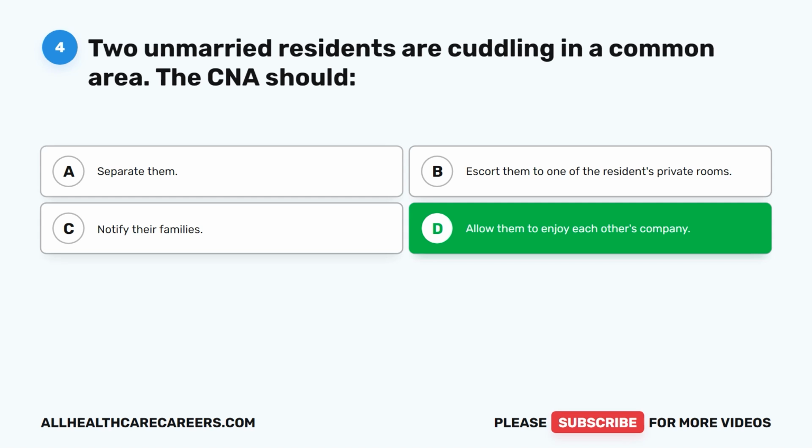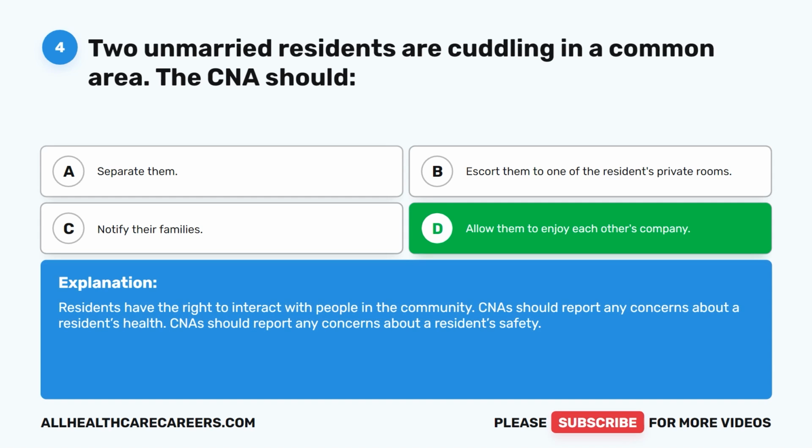Allow them to enjoy each other's company. Residents have the right to interact with people in the community. CNAs should report any concerns about a resident's health. CNAs should report any concerns about a resident's safety.